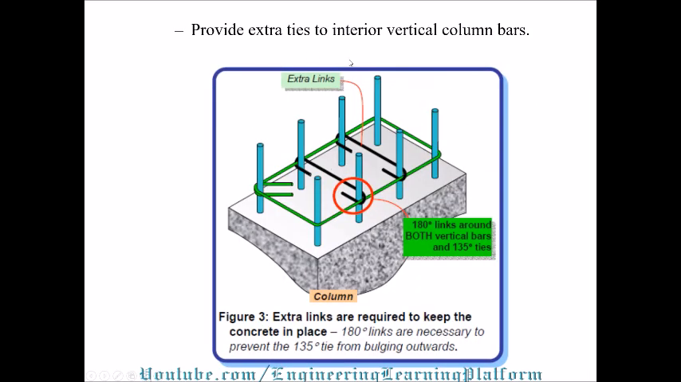Provide extra ties, sometimes referred to as confinement reinforcement, and you can see that extra links are added to increase the strength of the column, and we have to bend these by 180 degrees, both around vertical bars.